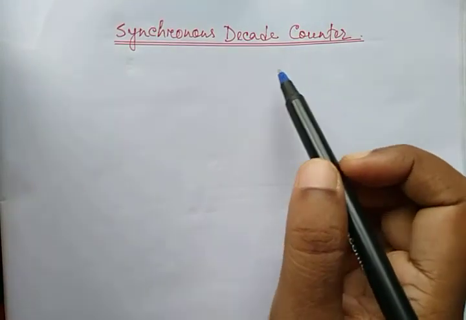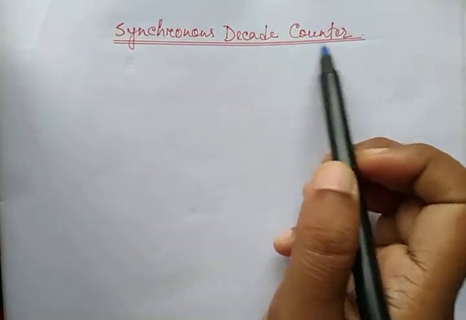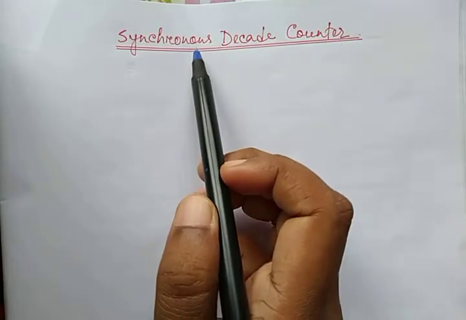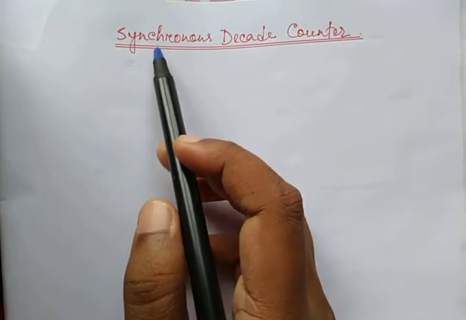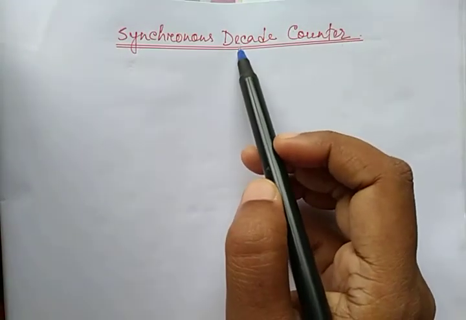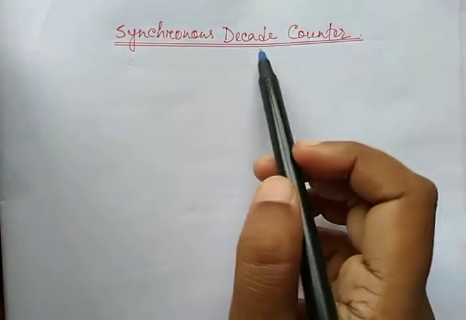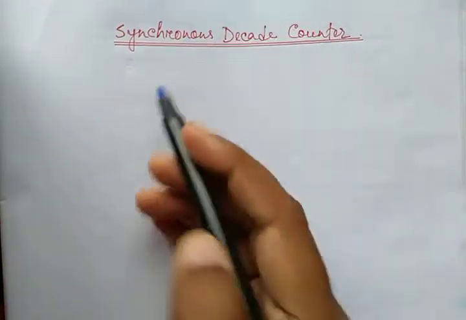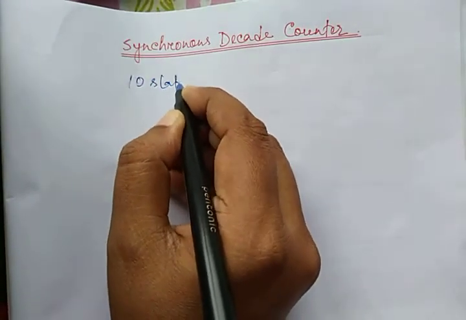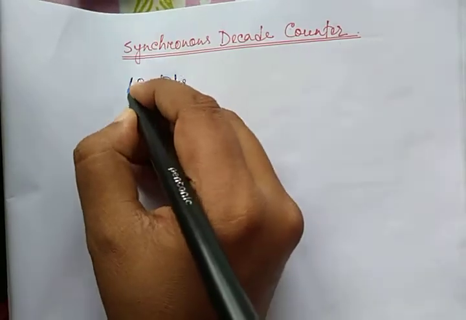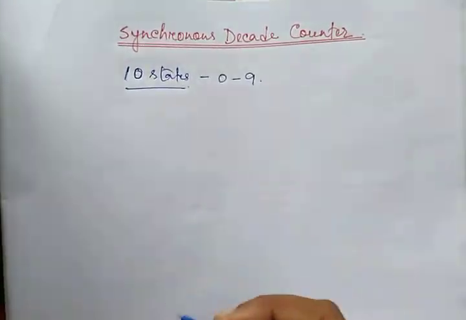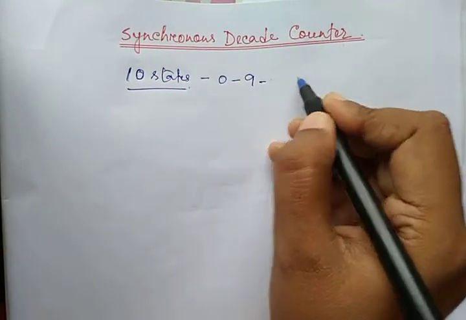Hello students, in this video we are going to learn about synchronous decade counter. We already know what a synchronous counter is, as every flip-flop in that counter is connected with the same clock pulse. Now we have to know what a decade counter is. A decade counter is a counter which can count 10 states, that is, a counter which can count from 0 to 9.